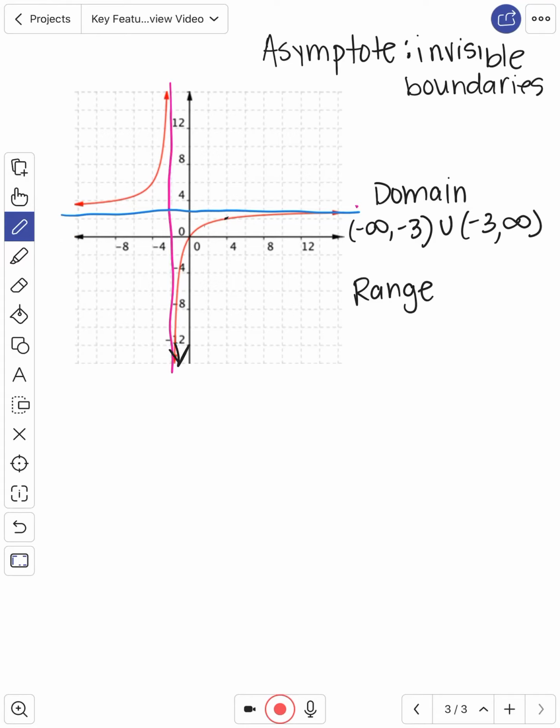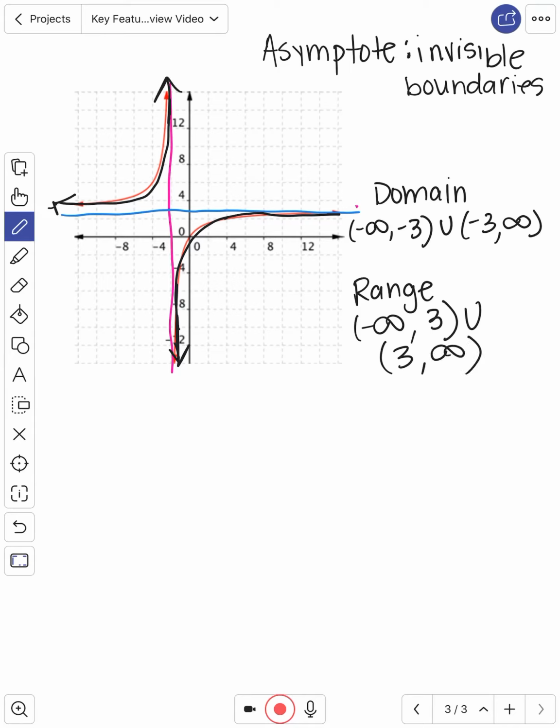We're coming from the bottom, so we're coming from negative infinity, and we're going to keep going until we hit this invisible fence here. That invisible fence we're going to estimate is at 3. So we're going to hit that fence at 3 on the bottom side of it. Then we're going to pick back up on the other side of the fence at 3. So we're going to union, and we're going to go up to infinity.